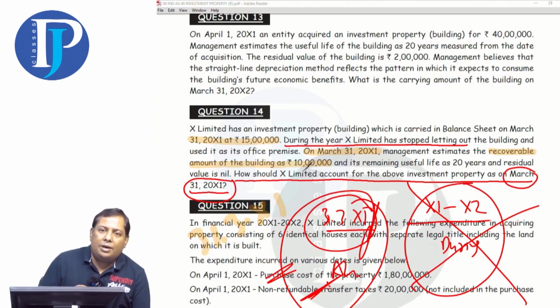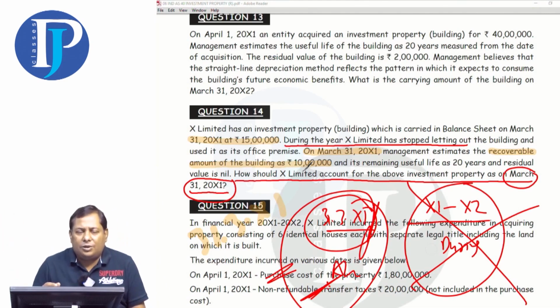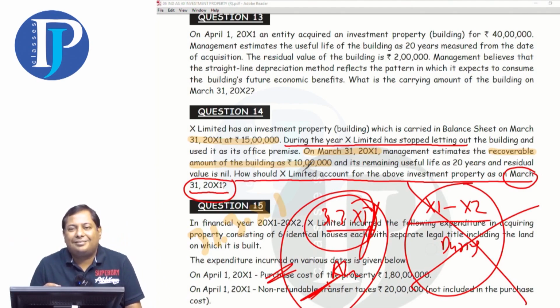Is there an impairment loss in it? Definitely yes. What to do on March 31st X1? An impairment loss of 5 lakhs should be booked under Ind AS 40. We haven't transferred it yet. We will transfer it next year. So the value of the property will be 10 after subtracting 5 from 15. And when we discuss the transfer, the carrying amount will be 10 lakhs for you at that time. 10 lakhs will be transferred.